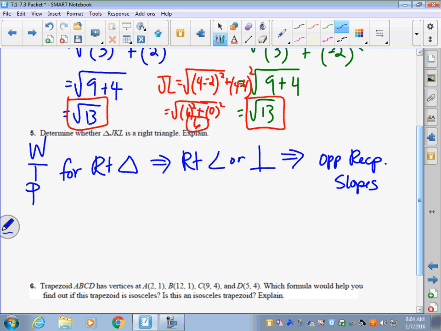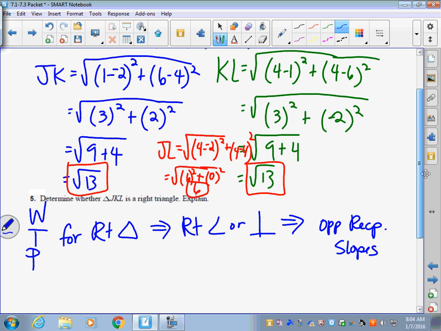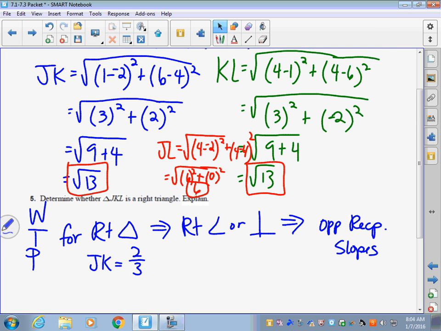So I'm going to do the same thing, and we've kind of already done that, basically, because it's a change in y over change in x. So look at JK. Change in y is basically the difference in y. So basically we had 2 over 3. So look at the numbers inside the radical. For KL, the slope is a negative 2 over 3.